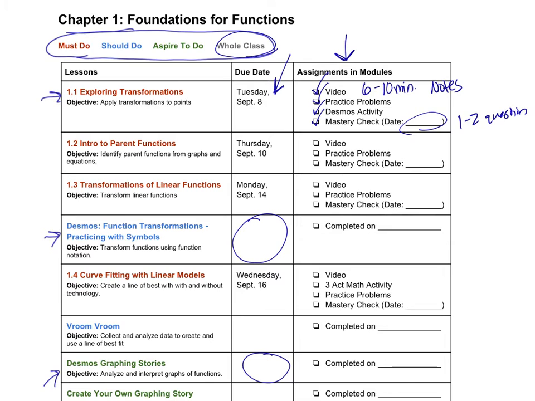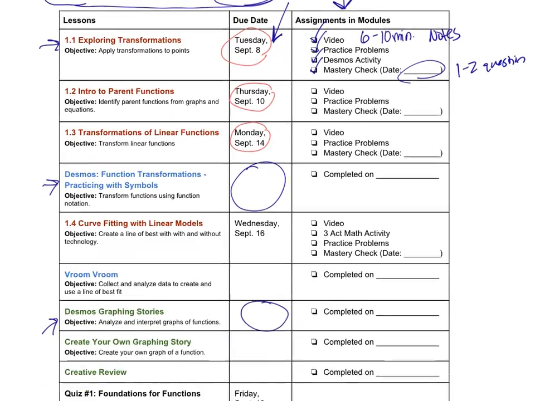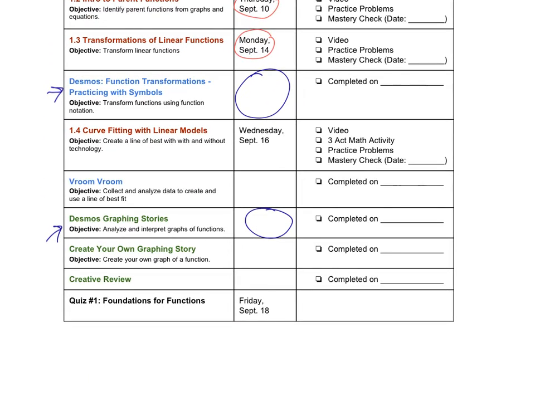So again, there is some flexibility in your due dates, but these recommended due dates are meant to help you stay on pace with the unit, because when we get to the end, we're going to be taking our quiz for that chapter, for that section of material, all on the same day. This is a hard and fast deadline right there. So all of that must-do material needs to be done by that date. And if you wanted to complete any should-do or aspire-to-do work, it also needs to be done by that date.